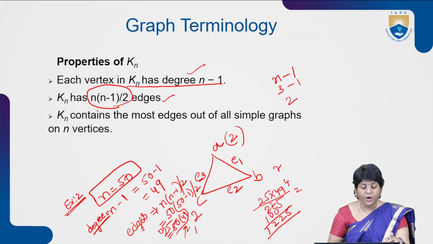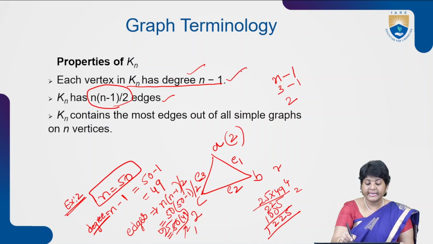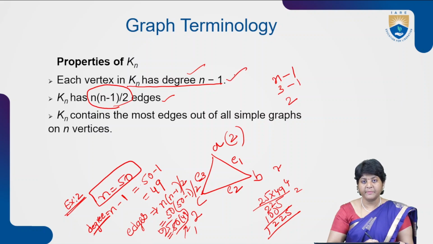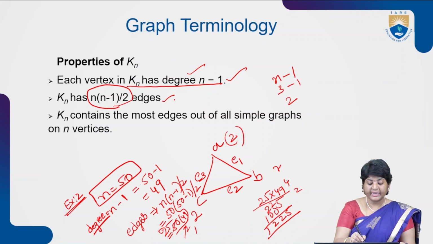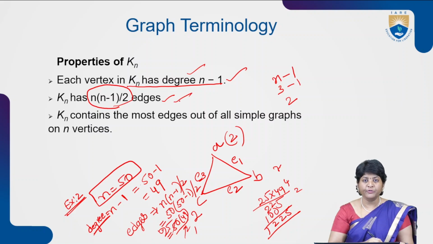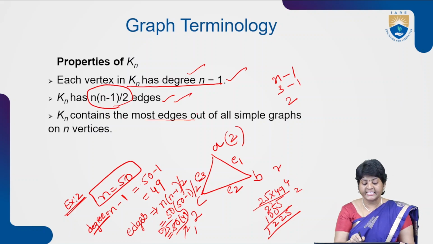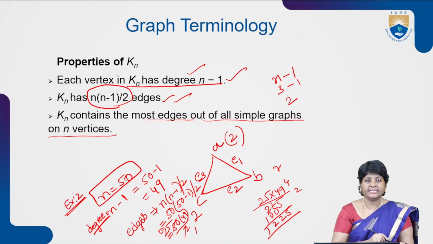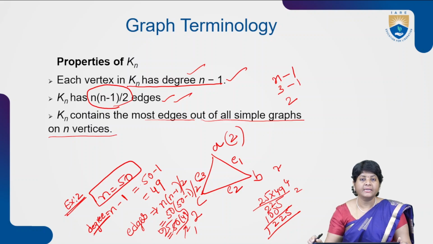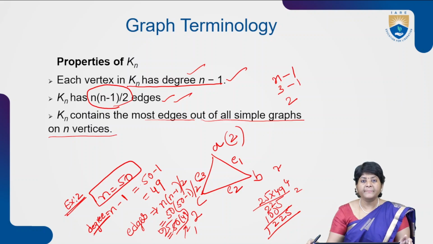So this is the first property, where degree is calculated through n minus 1. And the second property, the edges we need to find out. And the last one, the Kn contains the most edges out of all simple graphs of n vertices. So these are the 3 properties we can use for a complete graph.